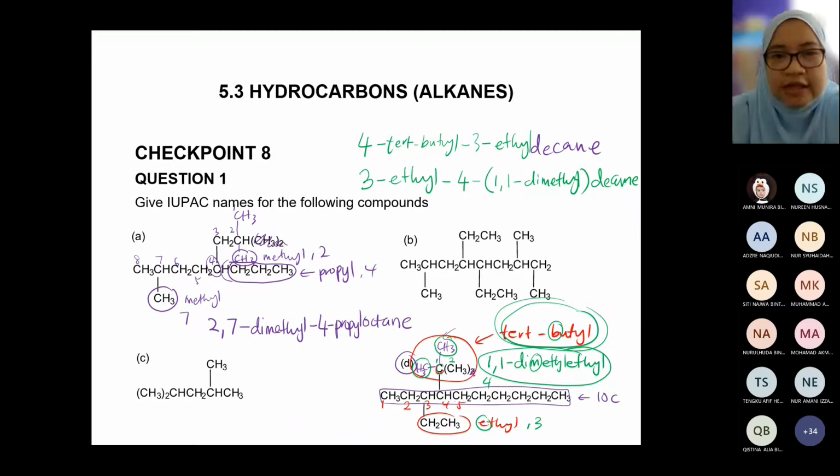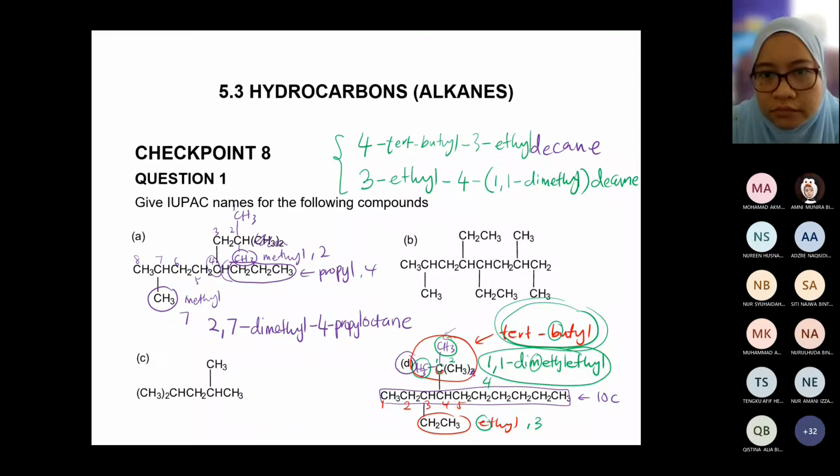Okay. Ni lah nama dia. Dua-dua pun acceptable. Okay. Madam. Yep. Dia tadi dimethyl ethyl ke dimethyl saja? Dimethyl. Dimethyl ethyl tinggal. Potong.